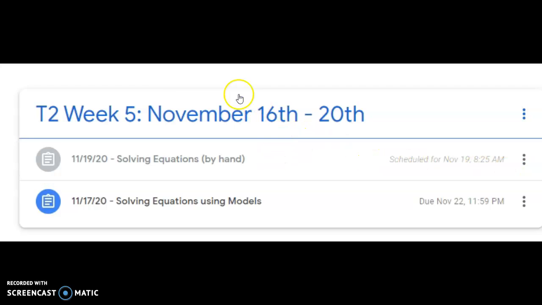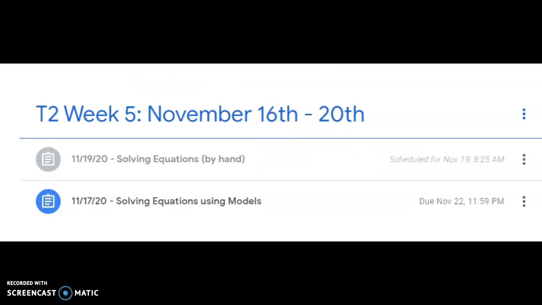Hi guys, if you were absent on Thursday, November 19th or Friday, November 20th, go to T2 week 5 and click on the date that you need. The title is Solving Equations by Hand. It is a Jamboard, so you'll have to click on View Assignment to open yours.